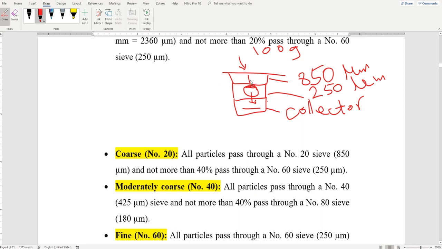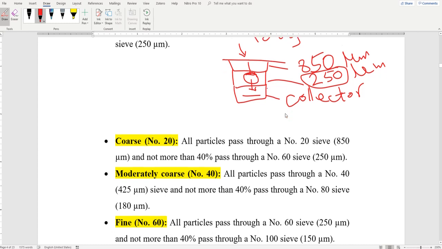Sieve 60 is 250 micrometers. So if you load 100 grams, all of it will pass into this sieve, which is 250 micrometers, and from this sieve not more than 40%. So how many grams can pass maximum here into the collector? The maximum that can pass is 40 grams. This is the maximum. What if it is less than 40 grams? It's fine. If it is 0, it's fine.